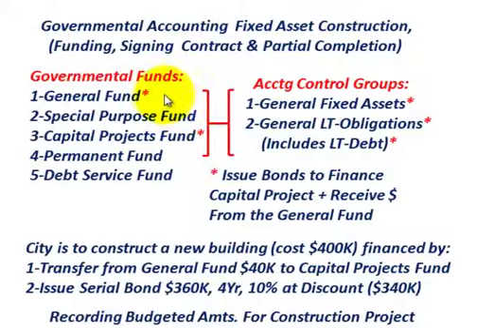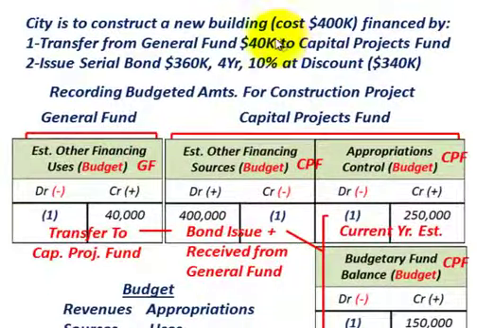The funds we're going to be looking at are the general fund, which will be transferring money over into the capital projects fund. This building, this fixed asset, is going to be built under the capital projects fund. Along with our capital projects fund, we're going to have to include our accounting control groups: the general fixed assets and also general long-term obligations, which would also be the long-term debt. Let's go look at our example.